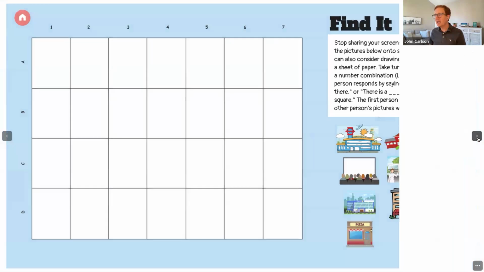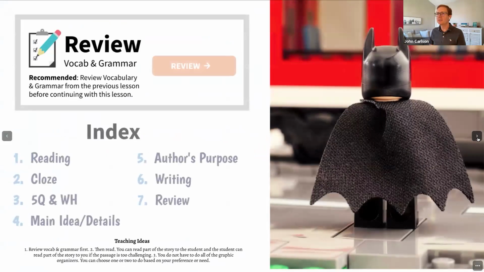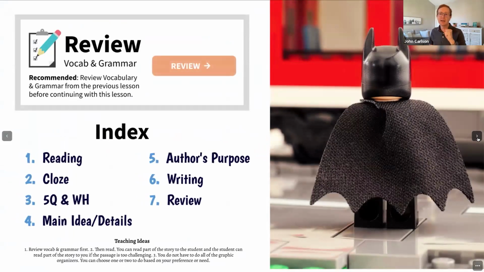So here's another game activity for that. This is a reading lesson from lower intermediate 3. And this one is covering things like 5 questions with WH and main idea and details, author's purpose.